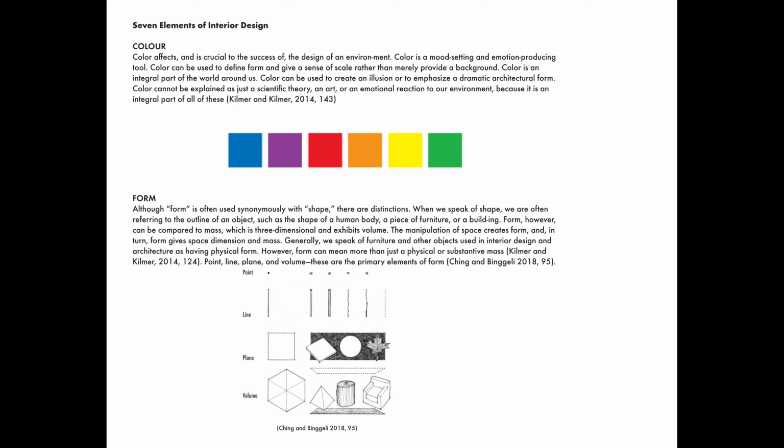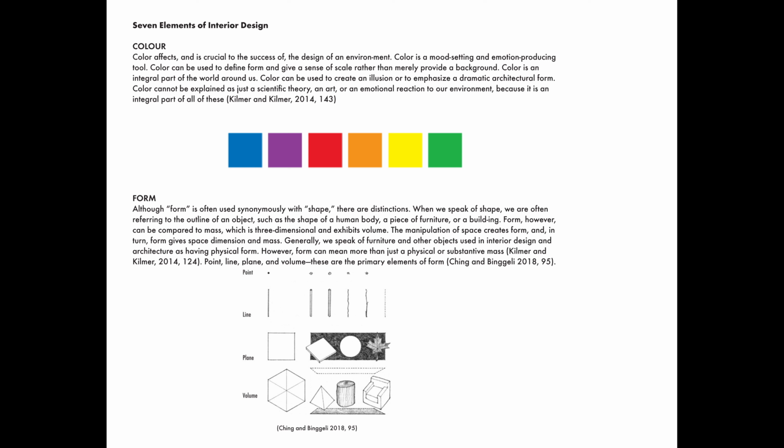First being color, and color can be used to define a form and give a sense of scale rather than merely provide a background. Color is an integral part of the world around us, and color can be used to create an illusion or emphasize dramatic architectural form. And below there is just an image of a few different colors.